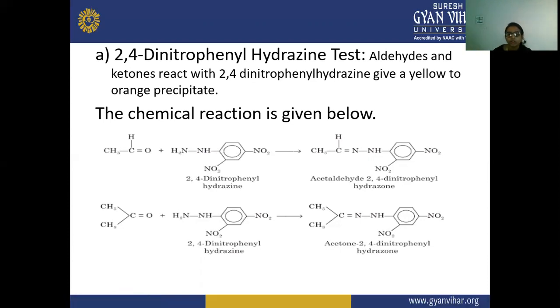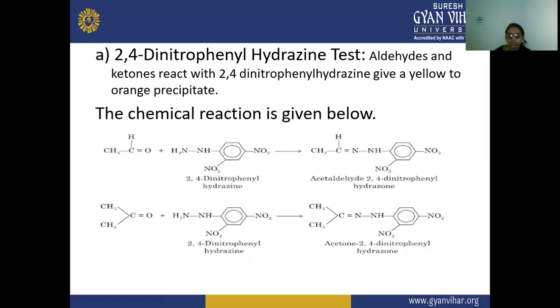After the reaction of this aldehyde and ketone with 2,4-dinitrophenylhydrazine, we are getting a yellow to orange precipitate. The yellow to orange precipitate is formed from this aldehyde and hydrazine. There is a formation of this acetaldehyde 2,4-dinitrophenylhydrazone. Next, this is a ketone. When this ketone is reacting with 2,4-dinitrophenylhydrazine, there is a formation of this acetone 2,4-dinitrophenylhydrazone.